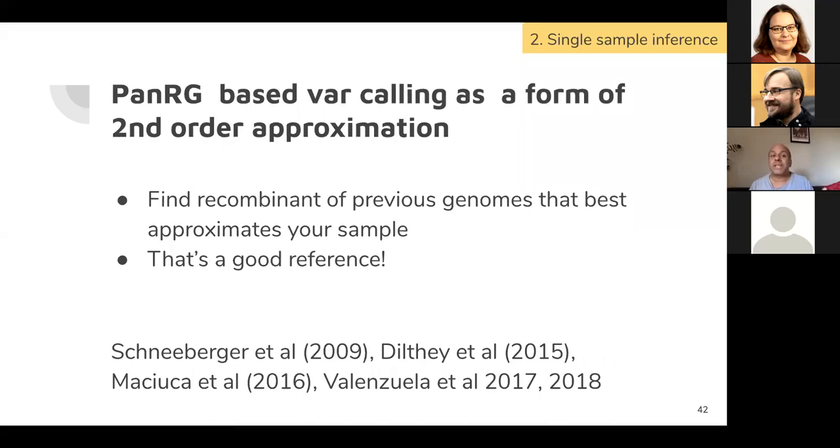Our approach is 2 steps. First, you find the recombinant of the previous genomes that best approximates your sample, and then that's a good reference. And you know, there's a long history of doing this kind of thing. Corbin and Schneeberger introduced these kind of ideas in 2009, Alex Stilthe in the MHC, Serena Machuca in Plasmodium, and Danny Valenzuela in 2017 and 2018. So these ideas have been around.